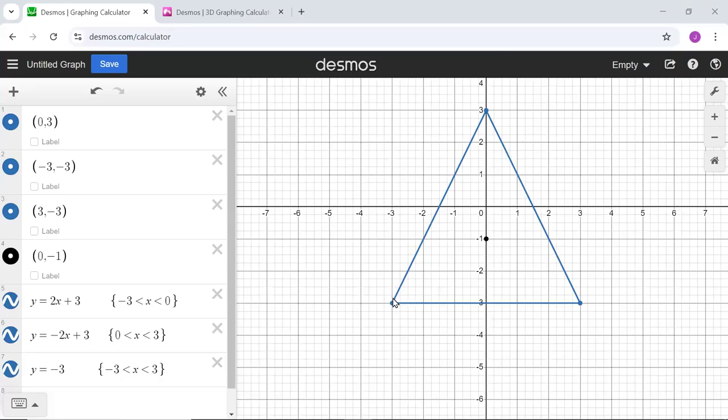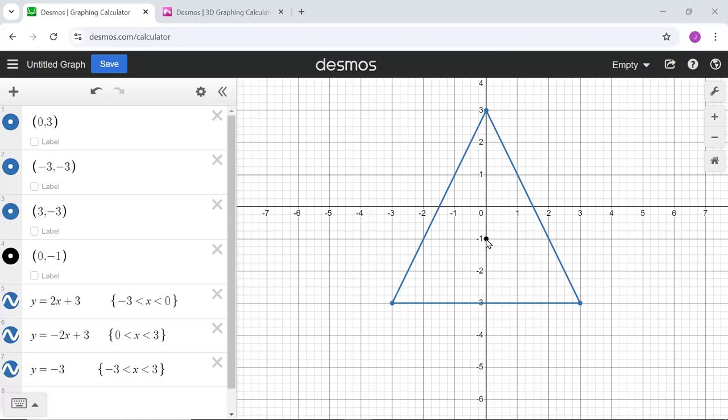Now, just so you know, this boundary line is the line y equals 2x plus 3. This boundary line is y equals negative 2x plus 3. And this boundary line is y equals negative 3. Again, this is sitting inside the XY plane, and there's a surface over it, and we're trying to figure out what's the maximum point on that surface, what's the minimum point on that surface.